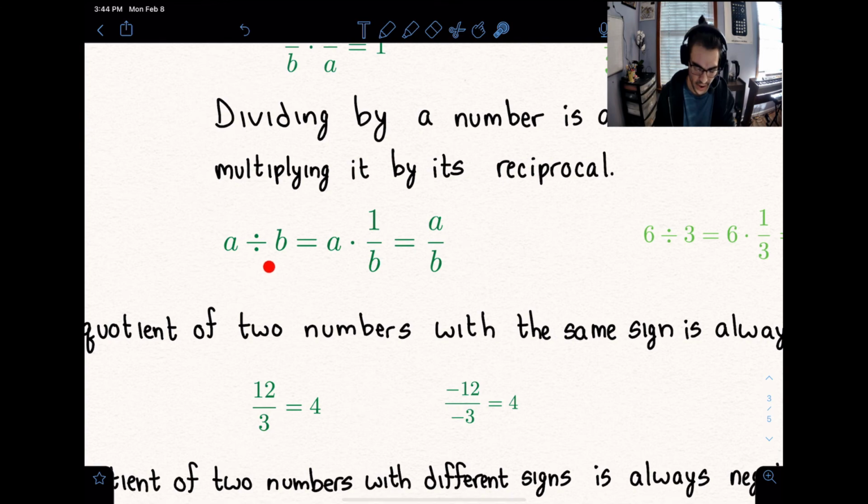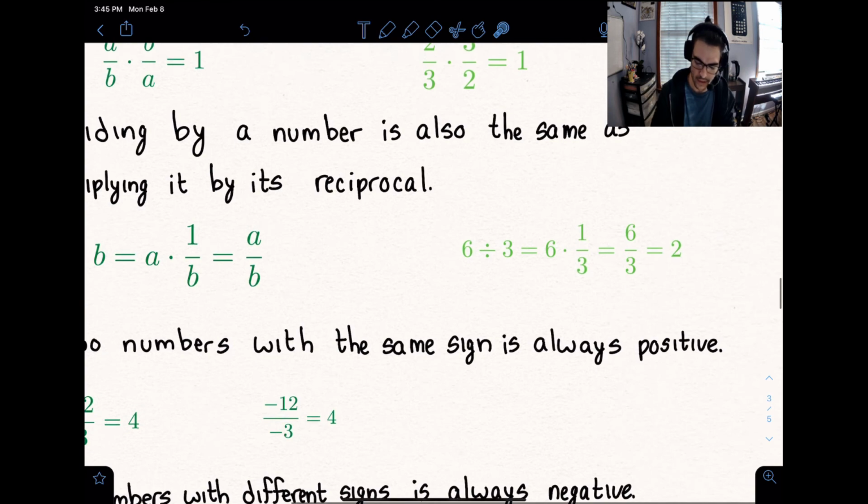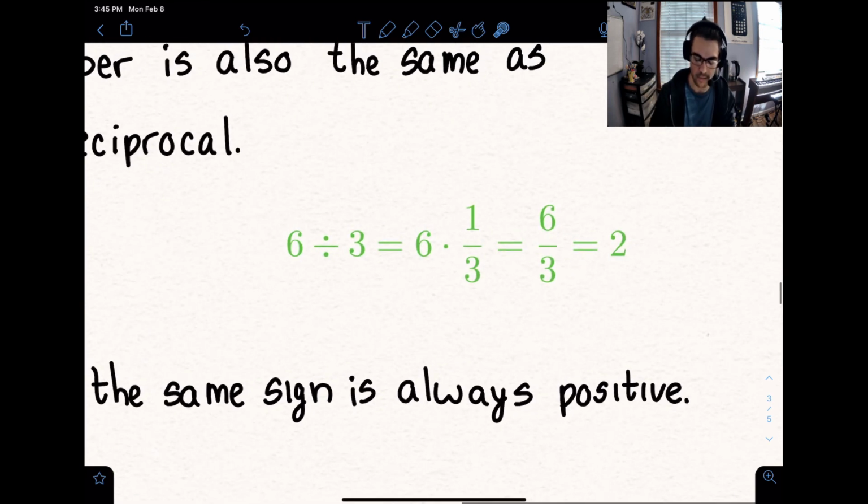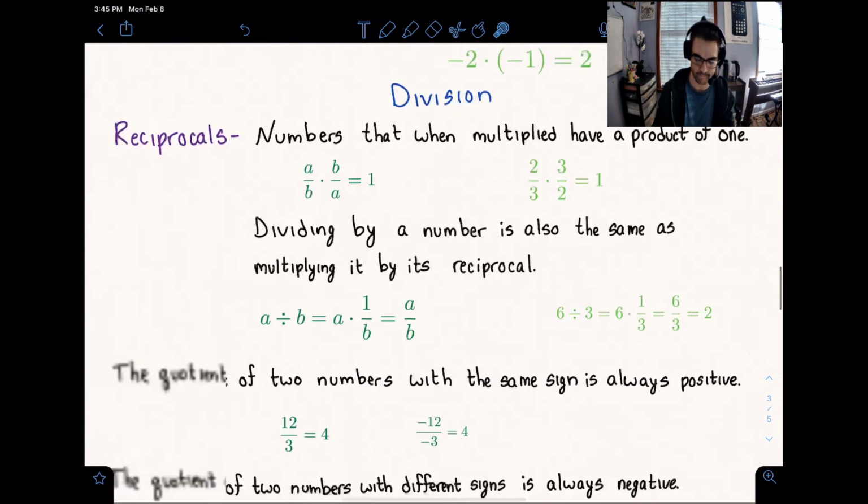But we can see here a divided by b, same thing as a times 1 over b, which is simply a over b. And then here again, I did an example that hopefully, my goal was to make it pretty obvious. 6 divided by 3, well, we should know we should get 2 out of that. Again, that's an easy one. But again, we're going to look at it as multiplication of the reciprocal. So 6 divided by 3 is the same thing as 6 times 1 over 3. We multiply the 6 into the 1, and that gives us 6/3, which we know simplifies to 2.